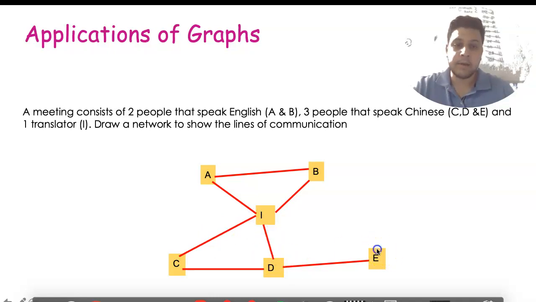Okay, as can D and I, and as can E and I. Okay, so this here is the network we're looking at. So it shows the lines of communication for essentially 6 people, 2 speaking English, 3 speaking Chinese, and 1 speaking both. Okay.